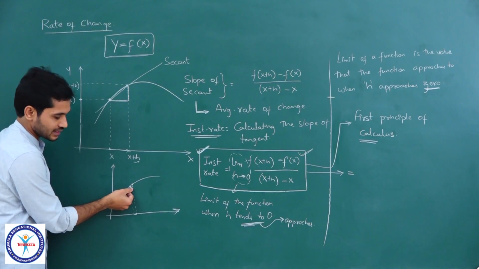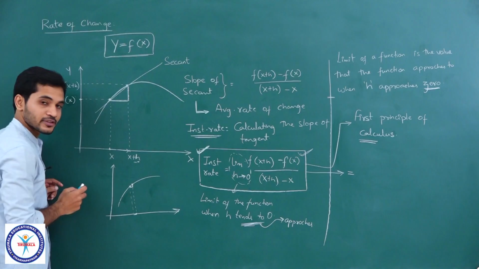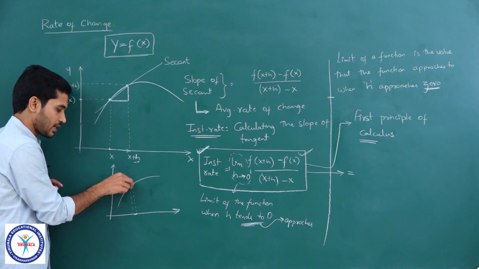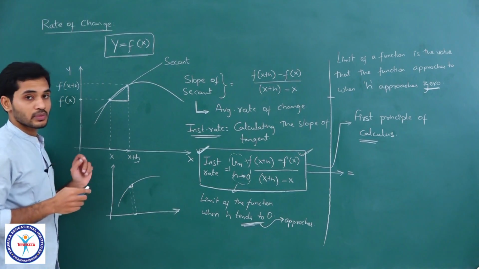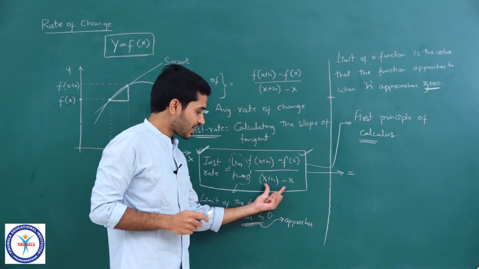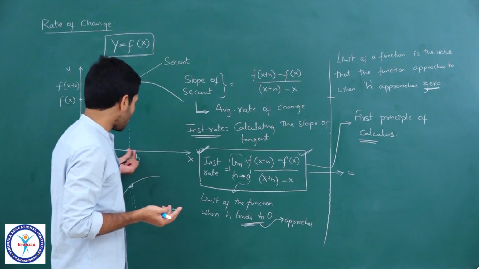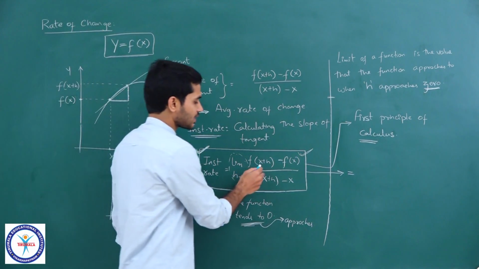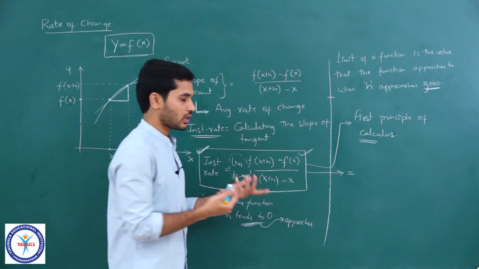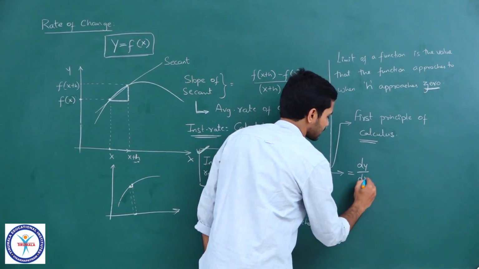So, this adjacent will be a very small length, and even the opposite will also be a very small length. This is the change in x, and this vertical distance will be the change in y, right. So, this parameter as well as this parameter are very small values. Do you agree with that? Because the gap is very small, right. Such small changes that are occurring in x and y are basically represented as dy and dx.